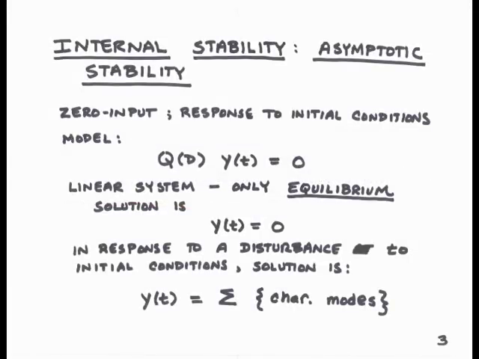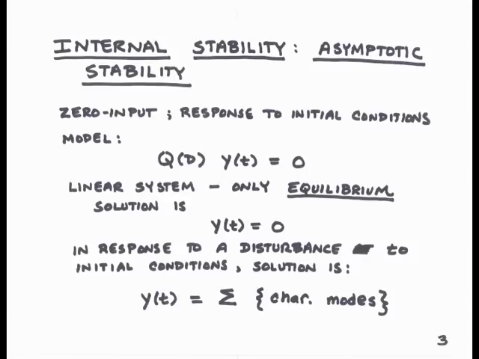So now that we have a condition for external stability, let's turn to internal stability. And the particular kind of internal stability we'll examine is called asymptotic stability. What asymptotic stability means is that after a disturbance to the initial conditions, the system will return back to the equilibrium. This is a zero input case. We're looking at the response only to initial conditions here. So our model is Q of D times y of t equals 0, since x of t will be equal to 0.